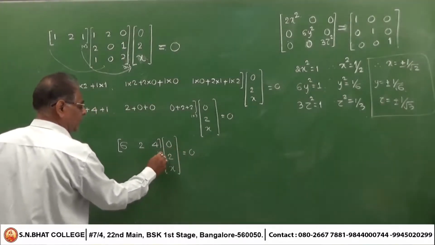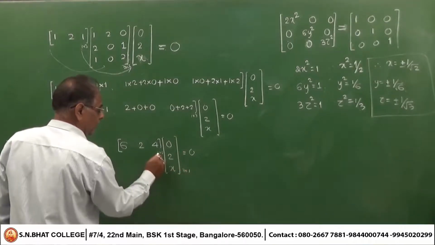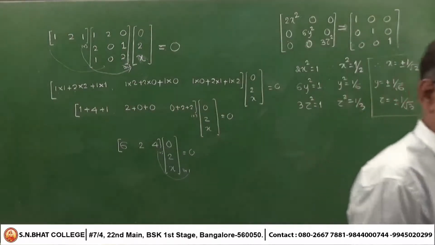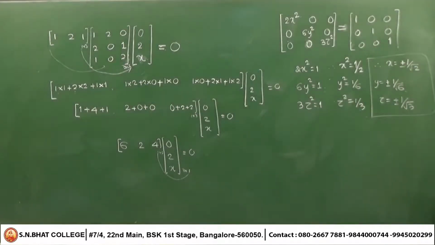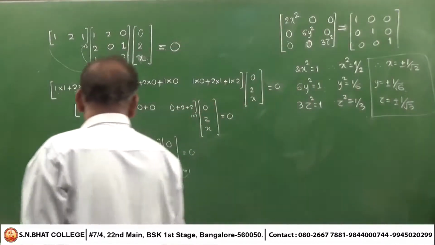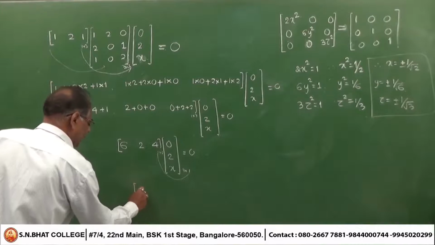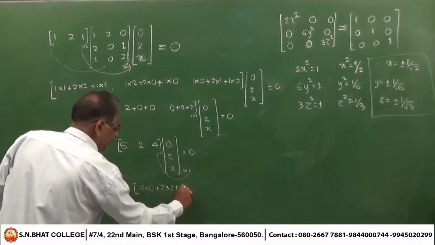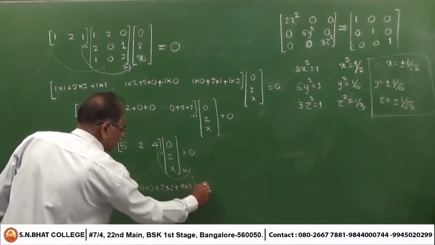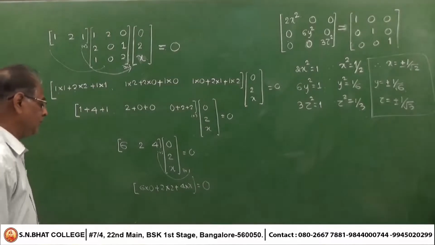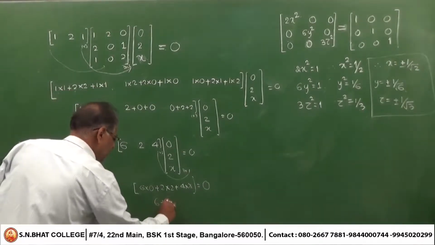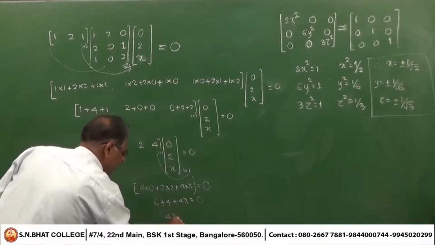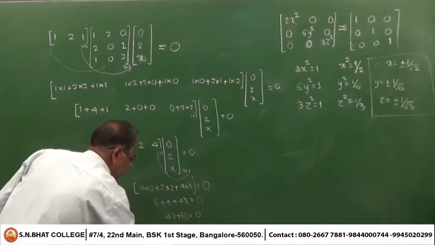Again you have to multiply. This is 1 cross 3. This is 3 cross 1. Resultant will be 1 cross 1 matrix. That is only one element after multiply. Multiply first row with first column. 6 into 0, you will get 1 row 1 column. 6 into 0 plus 2 into 2 plus 4 into x is equal to 0. This is 6 plus 4 plus 4x is equal to 0. This is 4x plus 10 is equal to 0.